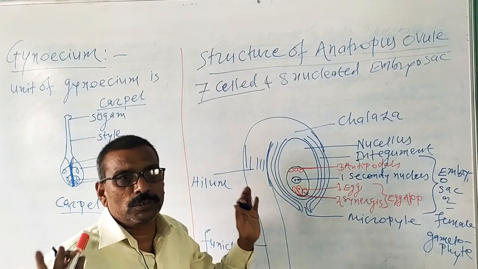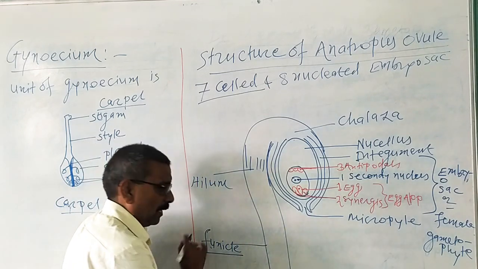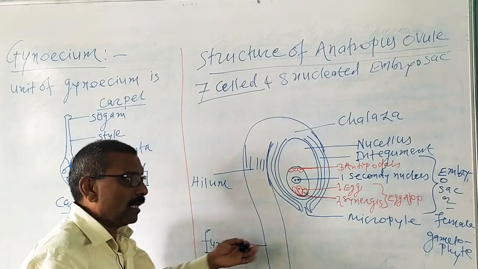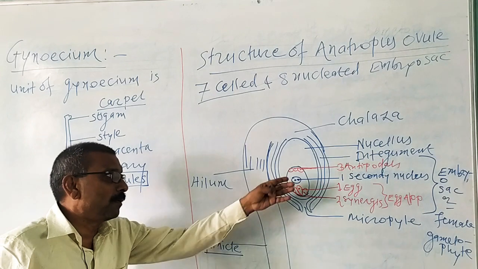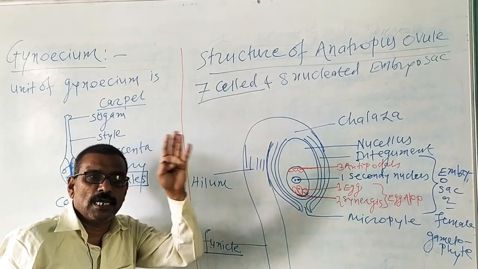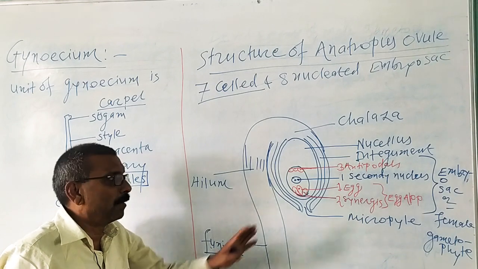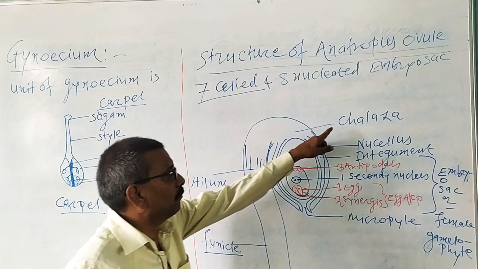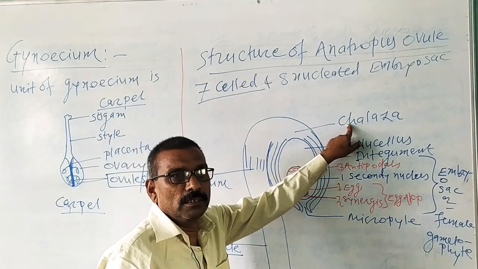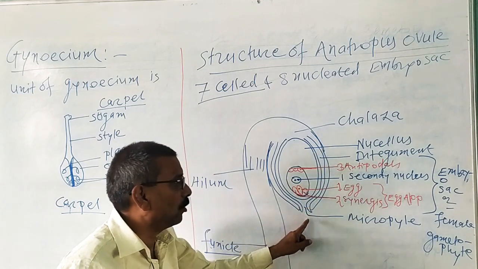here we are going to study functions of the different parts. What is the function of funicle? It remains attached to the placenta of the ovule and it provides support to the body of ovule, and it also absorbs the nourishment from the ovary and provides it to the body of the ovule. Then function of chalaza. Chalaza is a basal part which gives rise to the integument of the ovule.